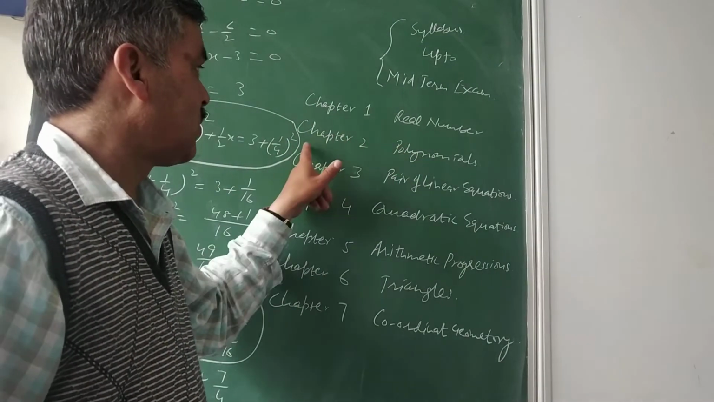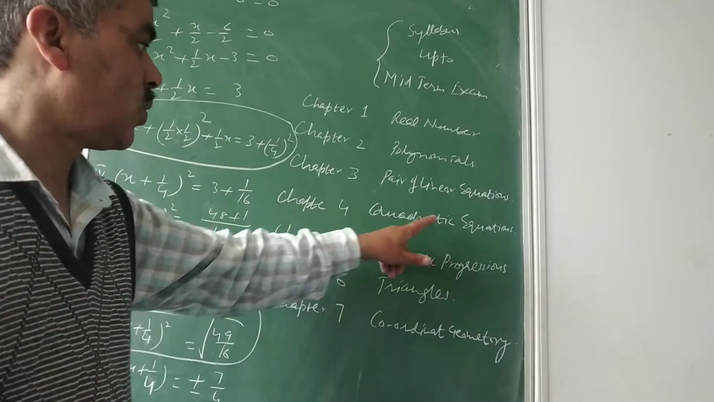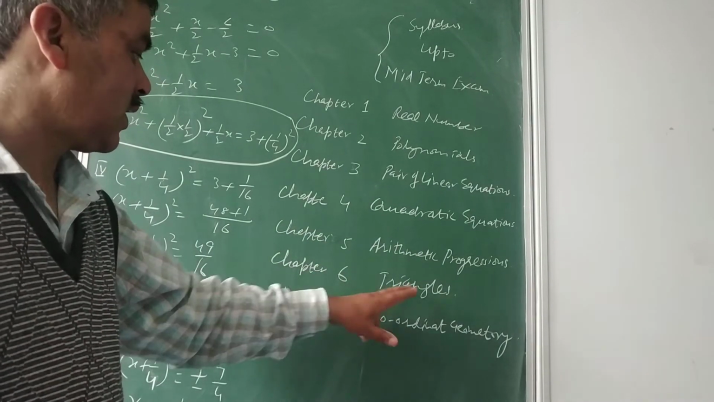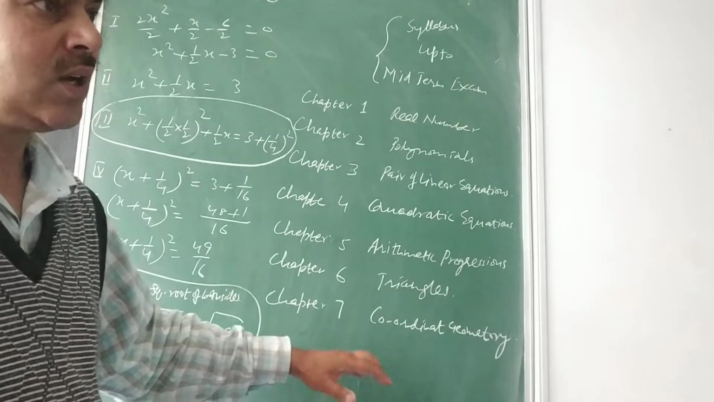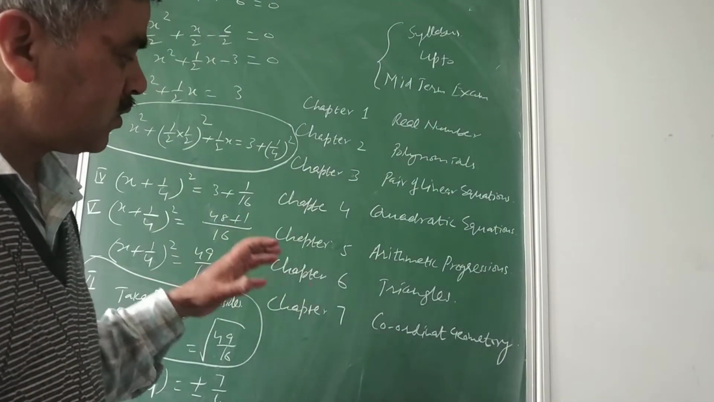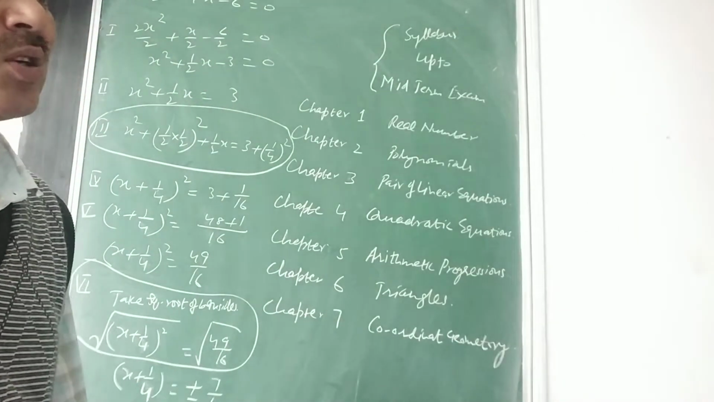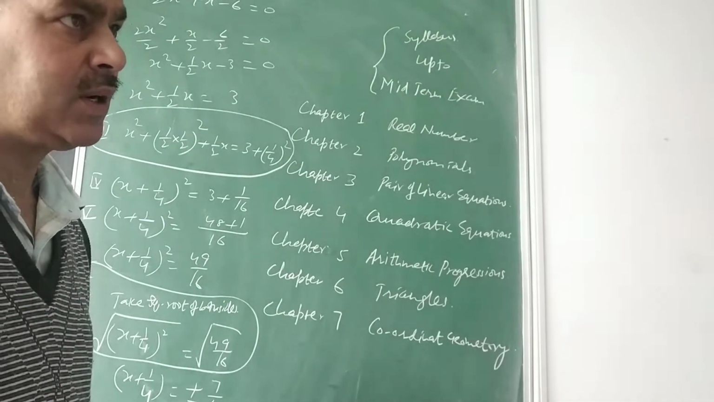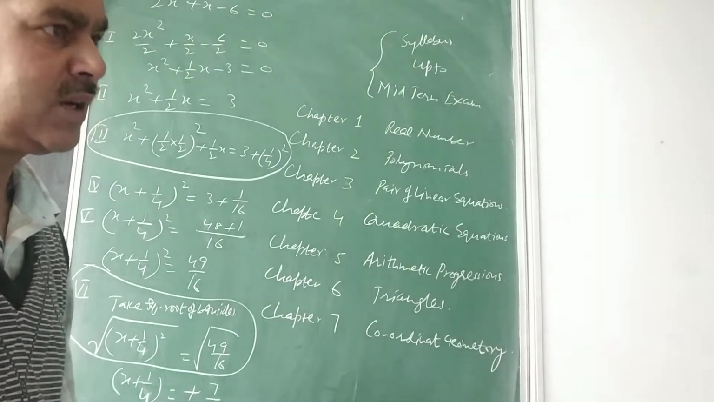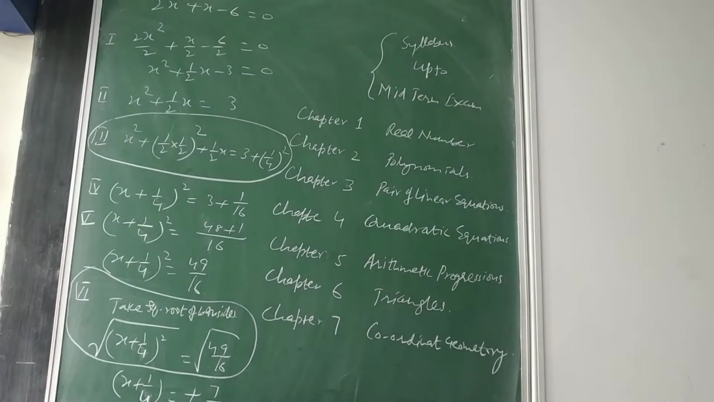Chapter number 1 real numbers, then 2 polynomials, 3 pair of linear equations in 2 variables, 4th is quadratic equations, then 5th arithmetic progression, 6th triangles, and 7th coordinate geometry. If we do not find the time, then we can add one more very small topic, that is your last topic, the 15th topic, probability. If we have the time, we can finish that also, and the remaining topics we can continue when we are back to our classes.